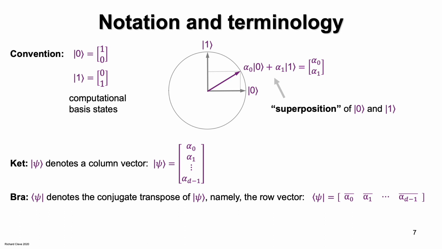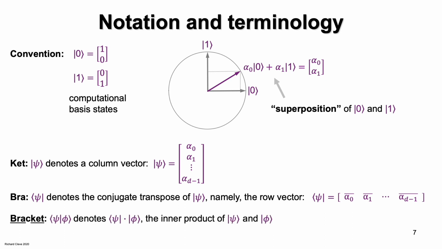The inner product of two kets is written as a bracket, or bra-ket, which can be viewed as shorthand for the product of a row vector with a column vector, which is the inner product of the vectors. Recall that for inner products of complex valued vectors, one takes the complex conjugates of the entries of one of the vectors.